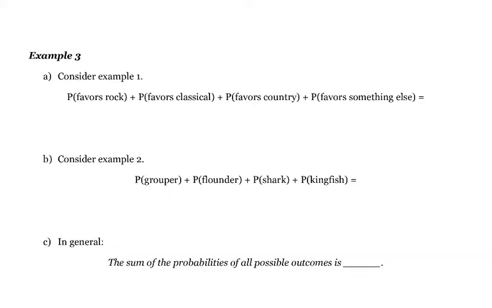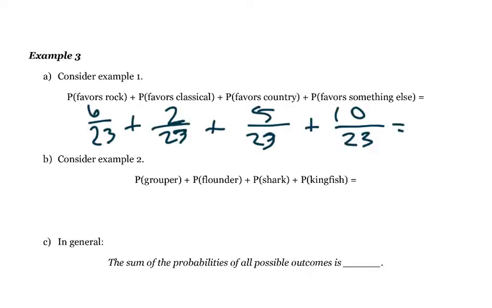Okay, let's look at one more. Let's consider example 1. If I add up all of these probabilities, the probability that they favored rock, the probability that they favored classical, the probability that they favored country, and the probability that they favored something else, let's see what that adds up to. Now all of these had simplified down to 20/3, so I'm going to use the fully simplified ones. In the second example, I'm going to use the non-simplified ones because they have a common denominator. When we add fractions, we need to have a common denominator. So here we have common denominators, so I can just add the numerators up.